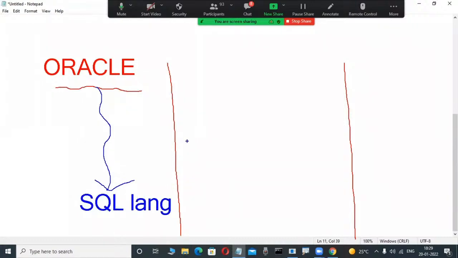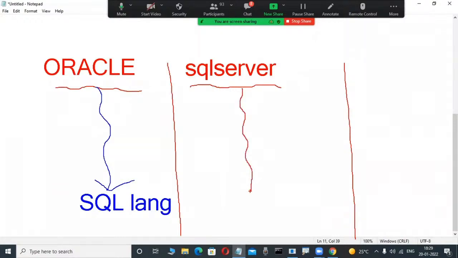Suppose in my company, another project also exists. That is also a relational database product, from Microsoft. SQL Server is the product. Some employees are working on the SQL Server product. That is also a database product, like Oracle, but to operate it they use one language only. What is that language? SQL is a language.